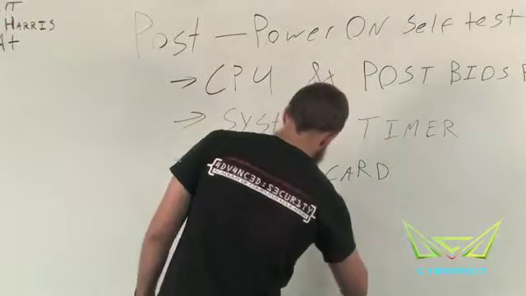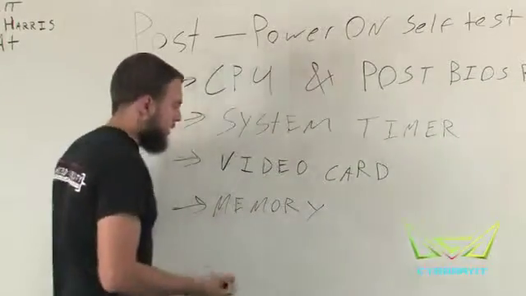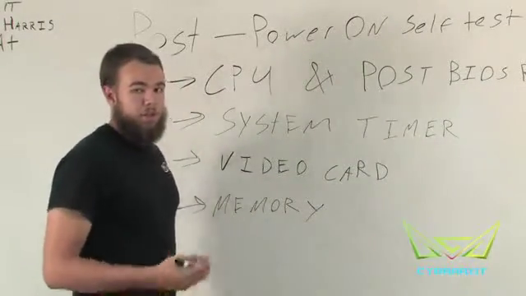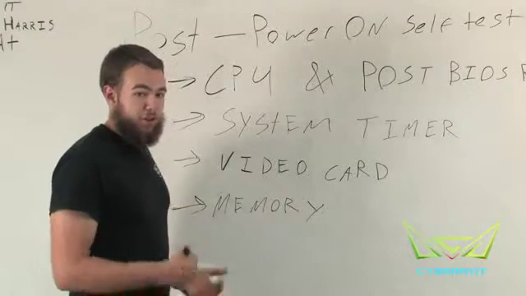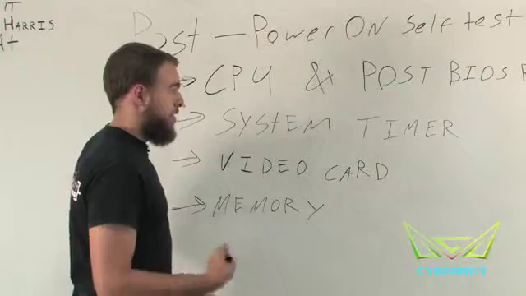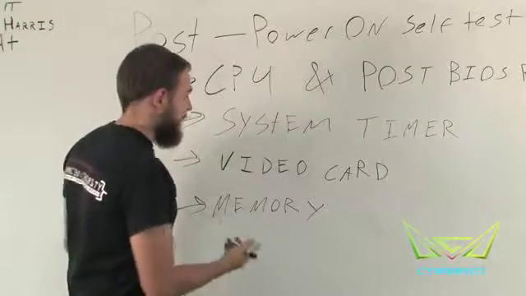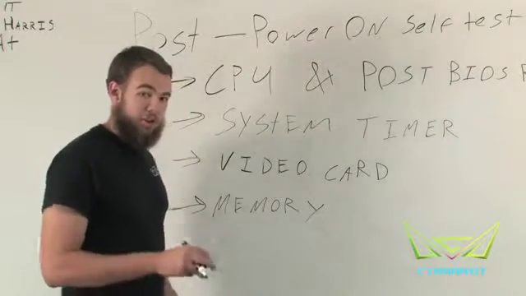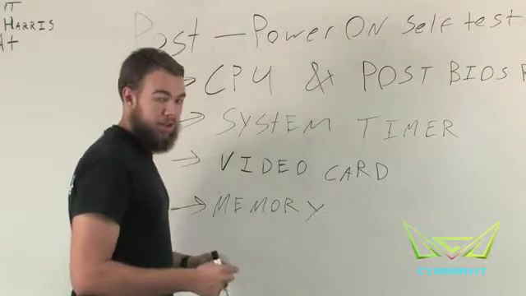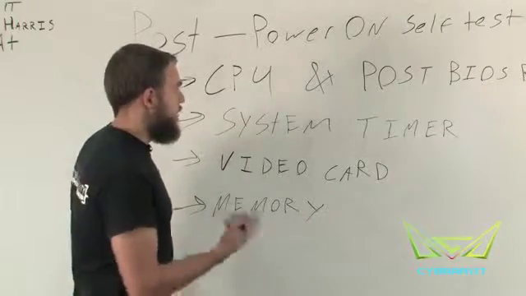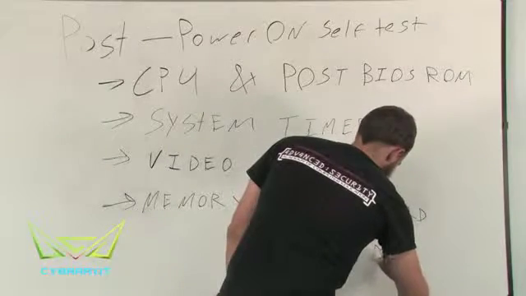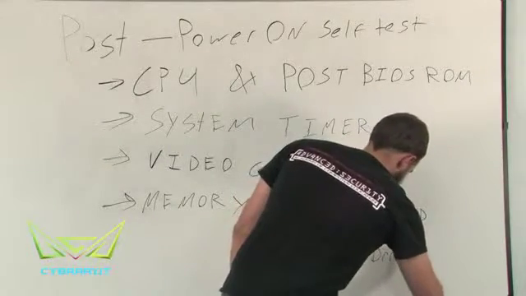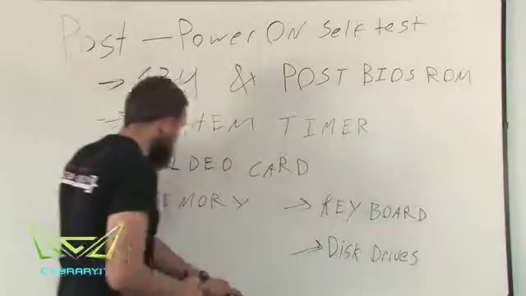Next, we will actually have our memory. Our memory, also known as our RAM, is what allows our computer to temporarily hold information so it can process the set of instructions. And if our memory is bad, or if, say, our chip is, or our memory isn't seated properly, then this is where we'll get the error and this is where it'll fail. And then after our memory, we have two more steps. We have our keyboard and finally our disk drives.